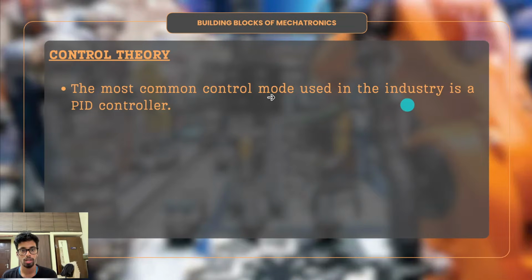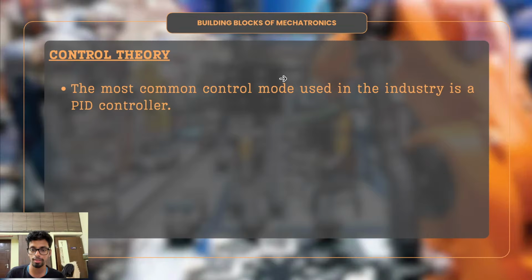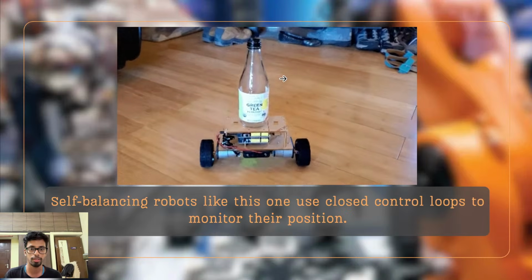So we are continuing with control theory. The most common control mode used in the industry is a PID controller, proportional, integral and derivative controller. Sorry about that cup. A PID controller is a type of closed control loop system only. This one is exclusively making use of a PID controller.